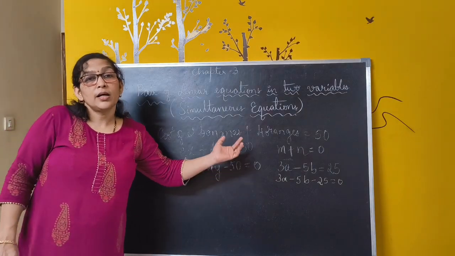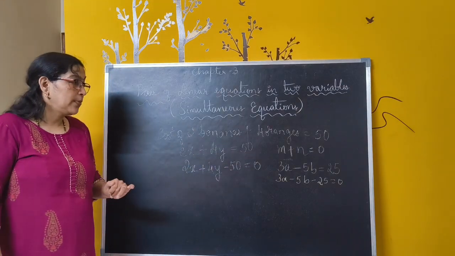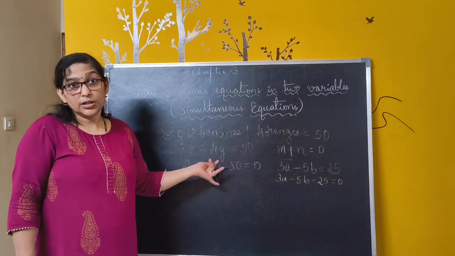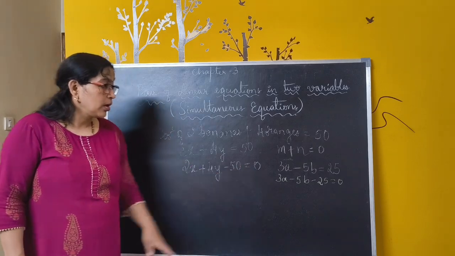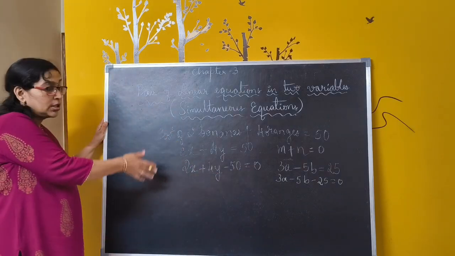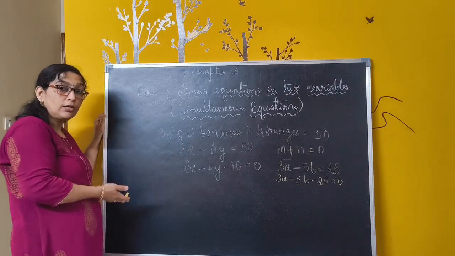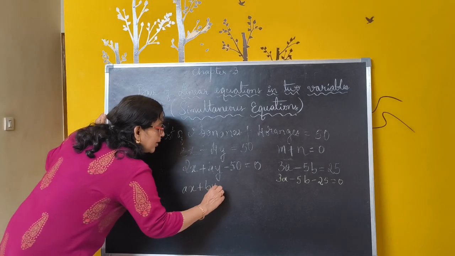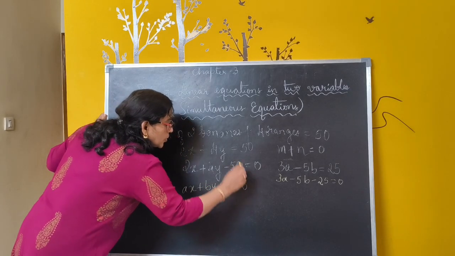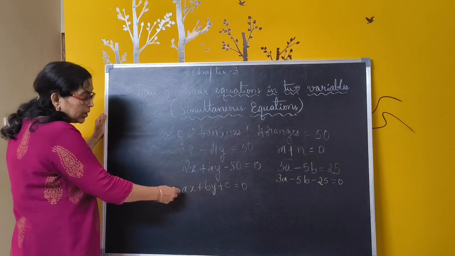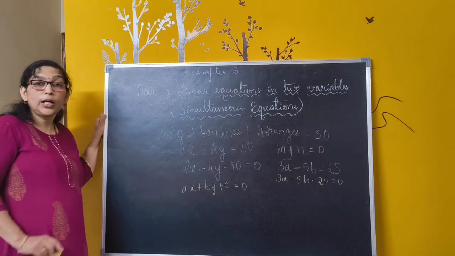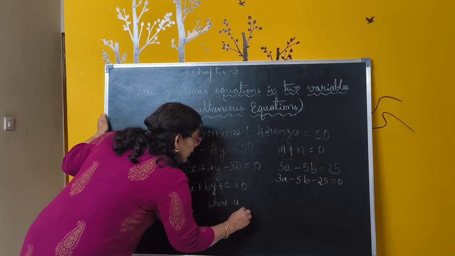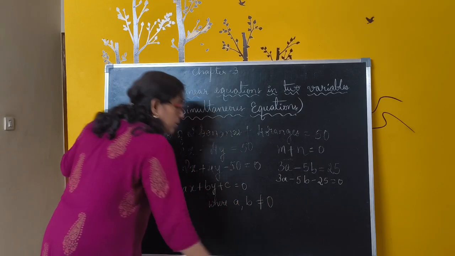So what is a linear equation in two variables and what is its general form? Okay, are there any conditions? Yes, we have a condition here. If I write the general form of the linear equation in two variables as ax plus by plus c is equal to 0, here the condition is a and b should not be equal to 0, a and b both should not be equal to 0.